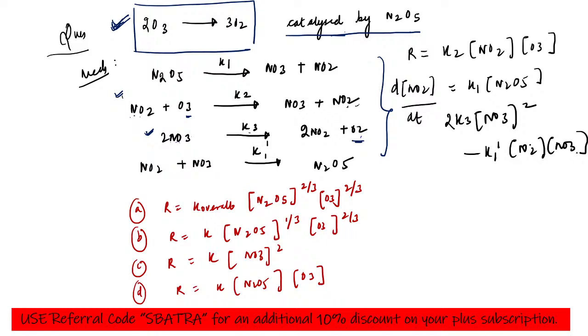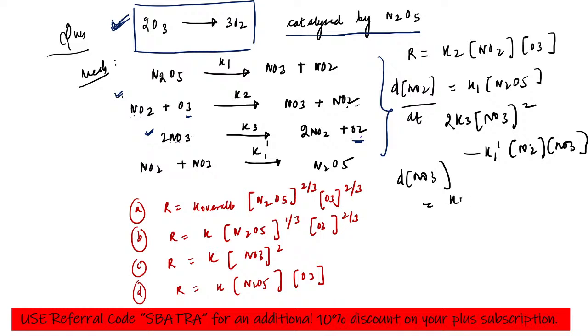Is it clear? Okay, great. So this is your step reaction. Now we can see we have N2O5, NO2, and NO3. We have to write the rate of reaction for NO3. So for NO3, what would be the rate of reaction? Let's go with the first step.